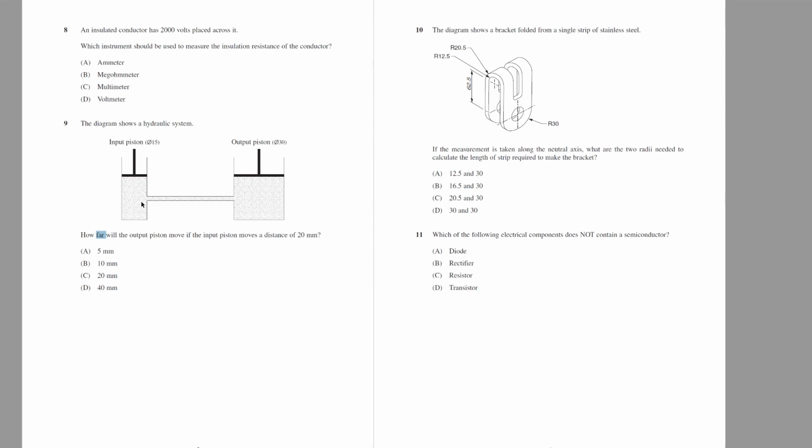So the way that we can look at this is that volume is equal to area times height. The diameter ratio is 1 to 2, which means our area ratio is 1 to 4. Because this is 4 times the area, it's going to move up 1/4 as much. So if this moves 20, this is only going to move up 5. That would be my answer.